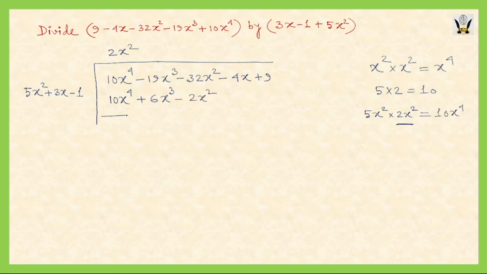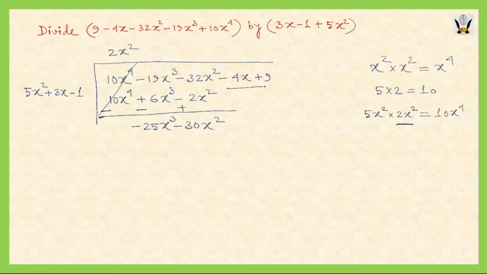Now as per the normal rule of division, we subtract all these terms from the terms of the dividend. If we change the signs, it will be minus minus, here it will be plus. So 10x to the power 4 minus 10x to the power 4 cancel each other. Then minus 19 and minus 6 becomes minus 25x cube, and from here minus 32 plus 2 gives minus 30x square. Here we have 2 terms, and in the divisor we have 3 terms. As per the normal rule of division, we will take the next term from the dividend.